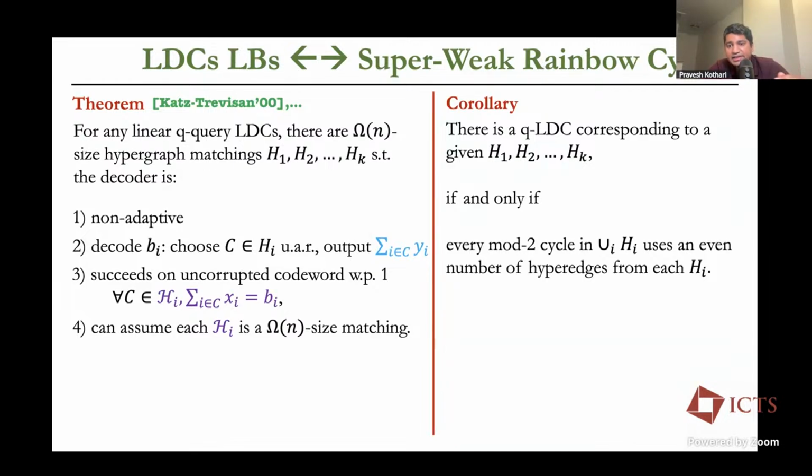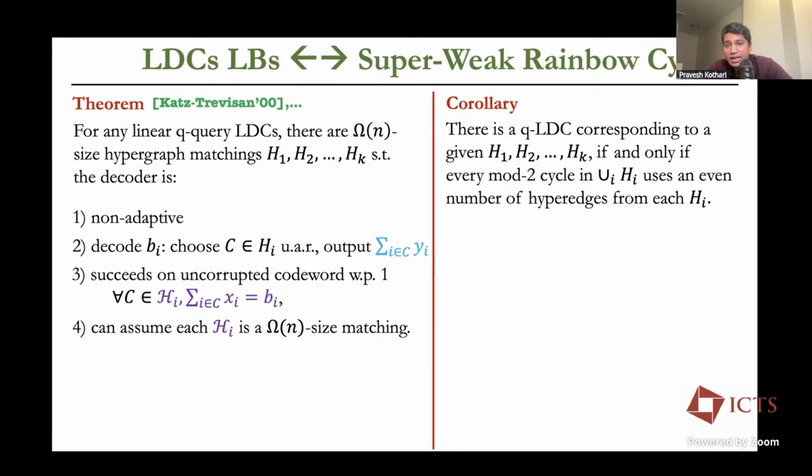The point is that this is imposing a condition on the absence of mod 2 cycles that use an odd number of hyperedges from some matching. Okay. The if part I kind of argued to you on the previous slide. The only if part is easy to prove. It's just some Farkas lemma type argument that this is the only kind of contradiction that can exist. Basically saying that if I have a collection of matchings H_1, H_2, ..., H_k such that there is no mod 2 cycle that uses an odd number of hyperedges from any H_i, then in fact you can get a code, and that code is very simple. Just define the linear equations that correspond to the decoding constraints and take the solution set of them. Okay, so don't worry too much about the only if part.